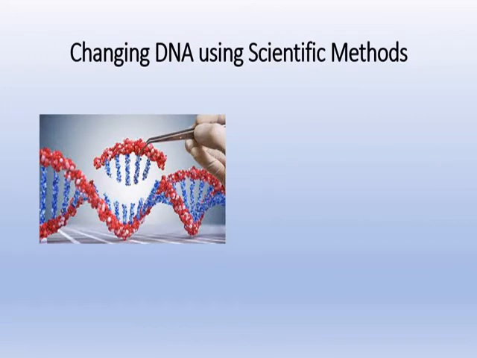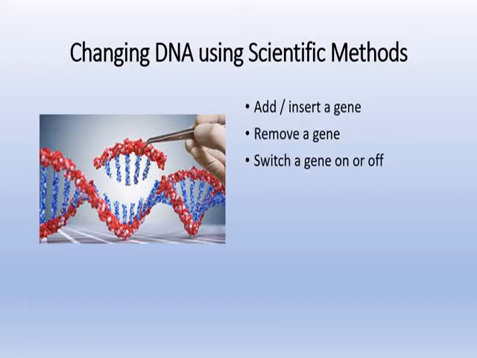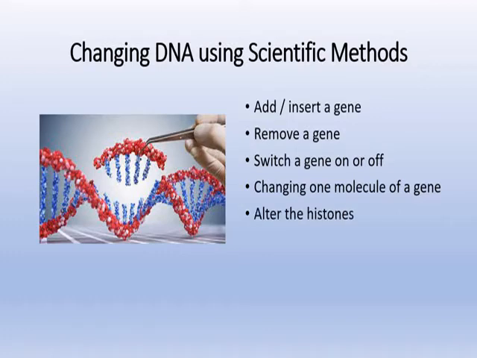They change the DNA using scientific methods. Well, they can add or insert a gene, or they can remove a gene, they can switch a gene on or off, or they can change one molecule of a gene, or they can alter the histones. These are all things that we can do to change the makeup of the DNA and therefore what you inherit.